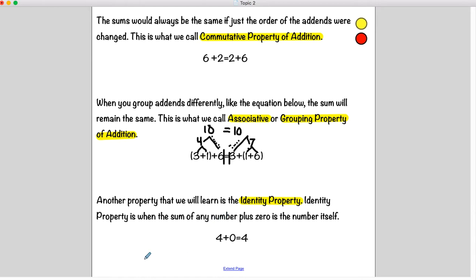The other one we're going to talk about is another property that we're going to learn, the identity property. Now the identity property is when the sum of any number plus 0 is the same. So if I had 4 and I add nothing to it, I'm still going to get 4. If I have 2, and I'm going to draw pictures here, 1, 2, and I decide that I'm going to add nothing to it, I'm still going to have 2 there.